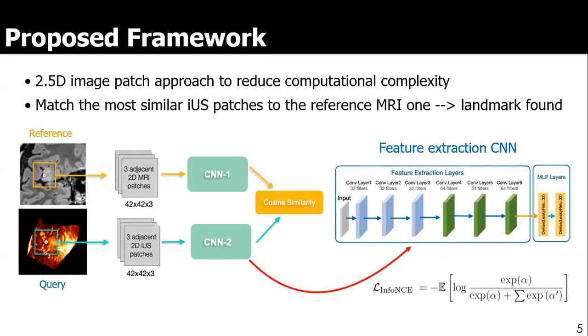Here you can see the proposed framework for MRI ultrasound landmark detection. In this framework, we use the 2.5D image patching approach to reduce the computational complexity. We first extract the reference and query patches from the MRI and ultrasound using the 2.5D approach and forward them to the CNN models to extract the features, calculating the loss and training the model. During the inference, we use the cosine similarity to match the most similar ultrasound patches to the reference MRI patch, and finally find the landmark.